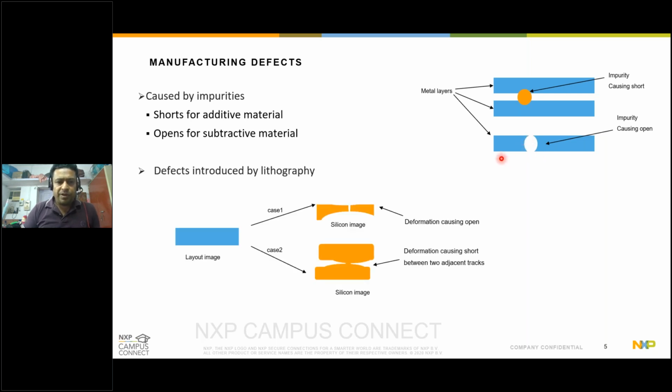Another reason for defects to be present in your chip is the process itself, that is, the lithography process that is being used to manufacture a chip. As you can see, the layout image of a metal track here is a perfect rectangular shape. But while manufacturing the chip, when you are laying out this metal track, it may happen because of process imperfections that not a proper amount of metal is deposited, and you can have an open here. Your metal track is kind of broken here, and you will have an open kind of defect.